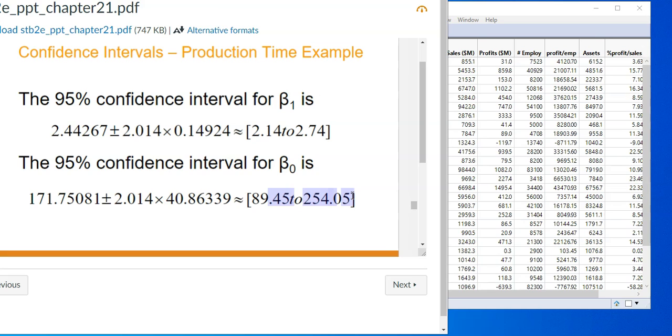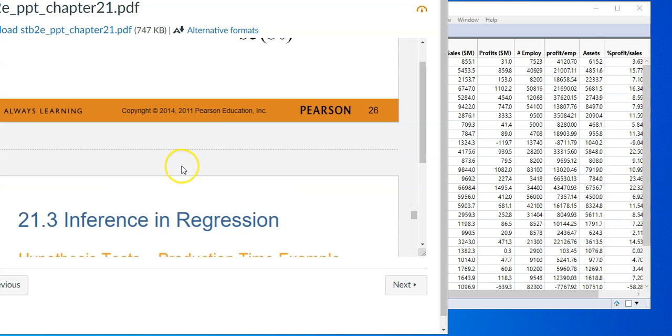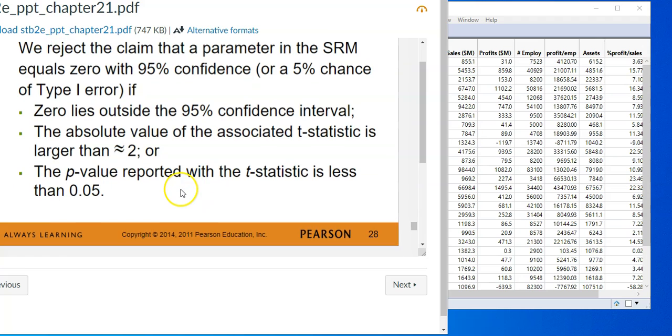That means reject H0. So if the p-value is not given to you, and instead you have the confidence intervals, how do you know? You must make sure that 0 is not in that range. If 0 is not in that range, we reject H0. Okay, so a lot of information, right?